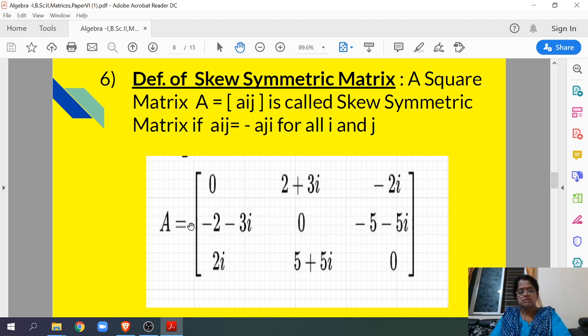This is the number in the second row, third column, and therefore this number should be minus of that element, that is 5 plus 5i, because this number is in the third row and second column.